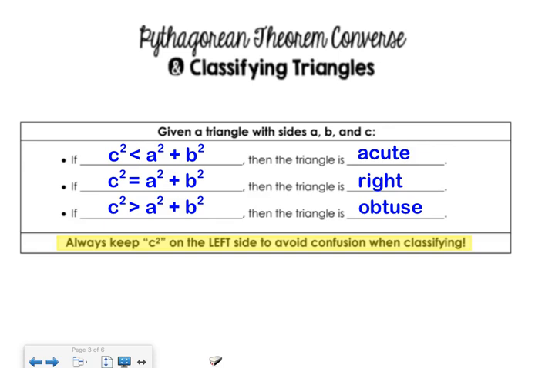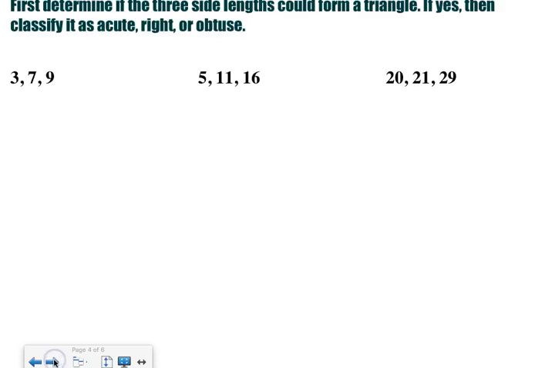Try one? Yeah. All right. It says first determine if the three side lengths could form a triangle. You guys remember how to do that? Add the two small ones. That must be true. It needs to be bigger than the third. So let's check it out. What's 3 plus 7? Is 10 bigger than 9? Yes. Okay, so we're good to go there.